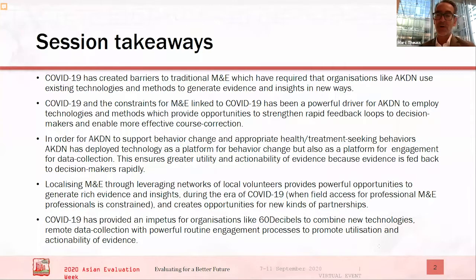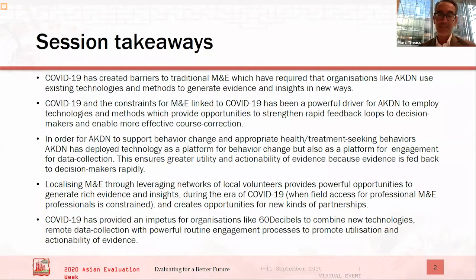We've had some really interesting experiences over the period of the COVID-19 pandemic of using technologies, apps to support behavior change and appropriate health treatment seeking behaviors, but also using those apps as a technology for engagement for data collection. And that process has demonstrated to us within AKDN that use of new technologies and increased feedback loops to decision makers allows us to make decisions more rapidly and more effectively.